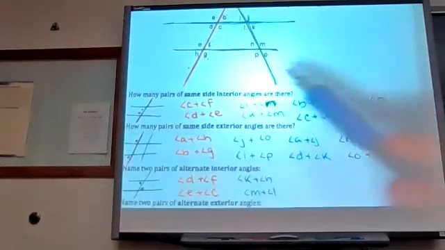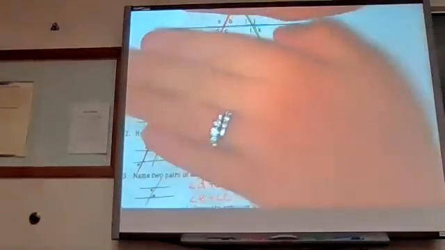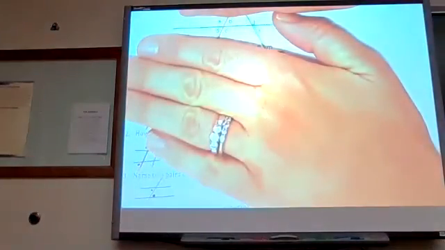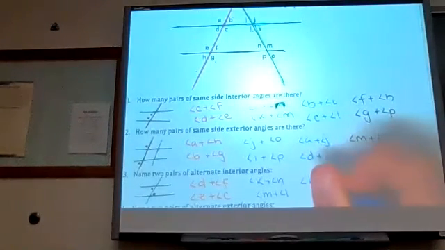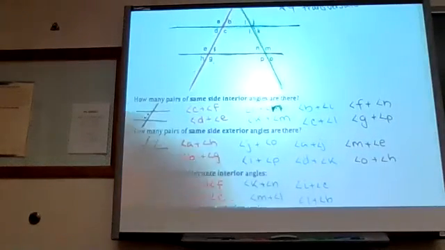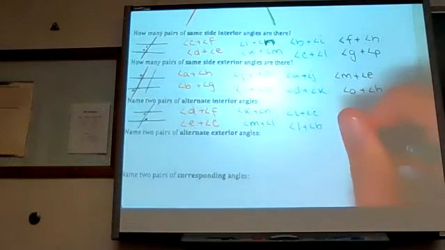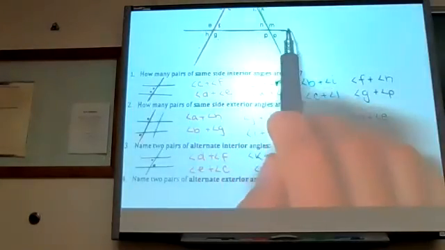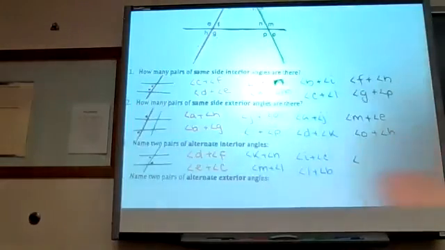And blue transversal. Alternate interior. If I look at this blue line, I and C and L and B. And on the black transversal, N and G and P and F. Good, you're getting it.